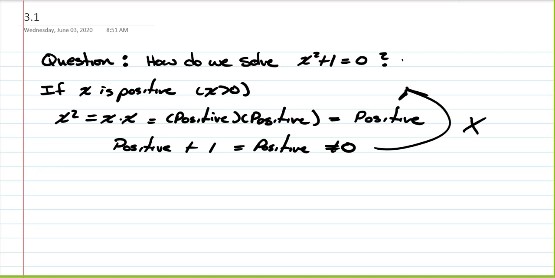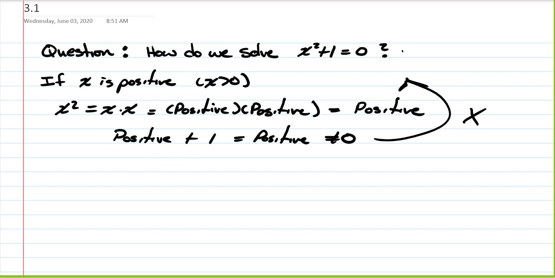So this would show no matter what x we pick, a positive x could never be a solution to that equation. Well, that's okay. So let's try a different one. If x can't be positive, then maybe x is negative.